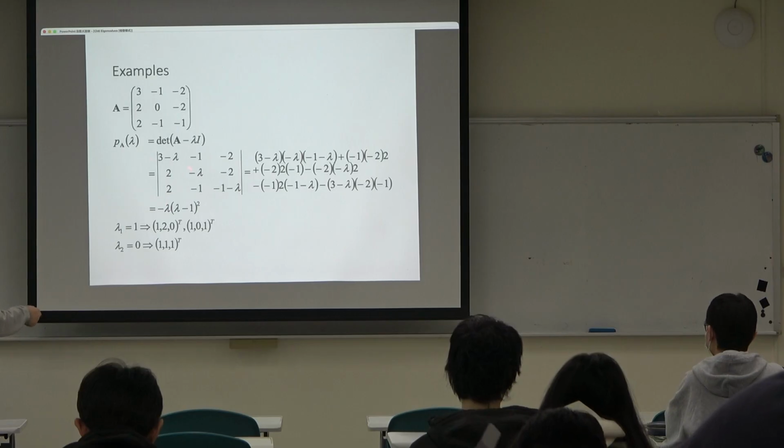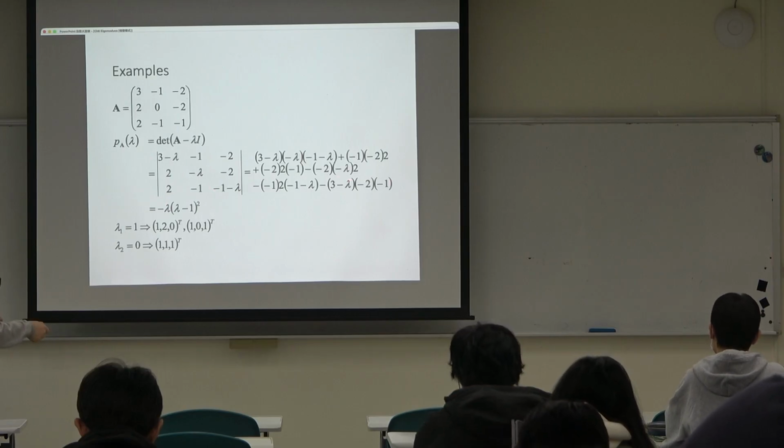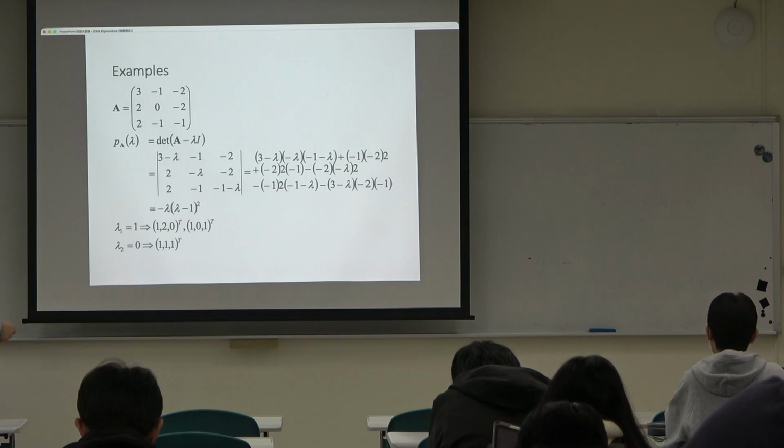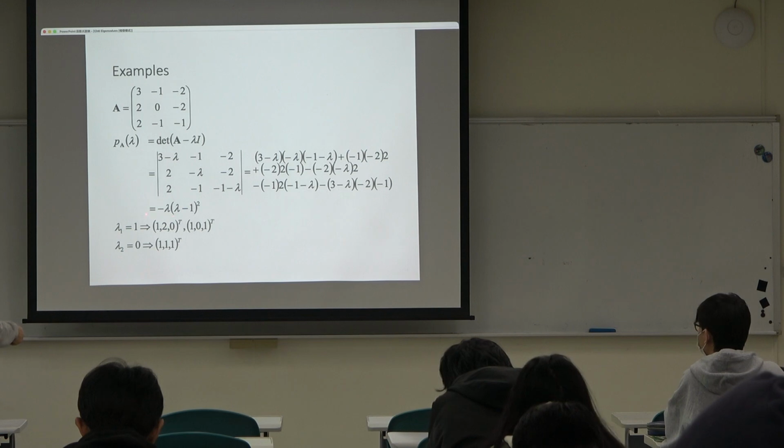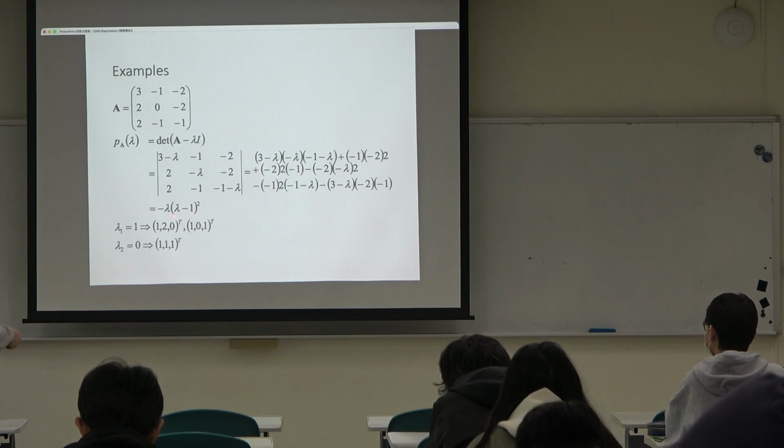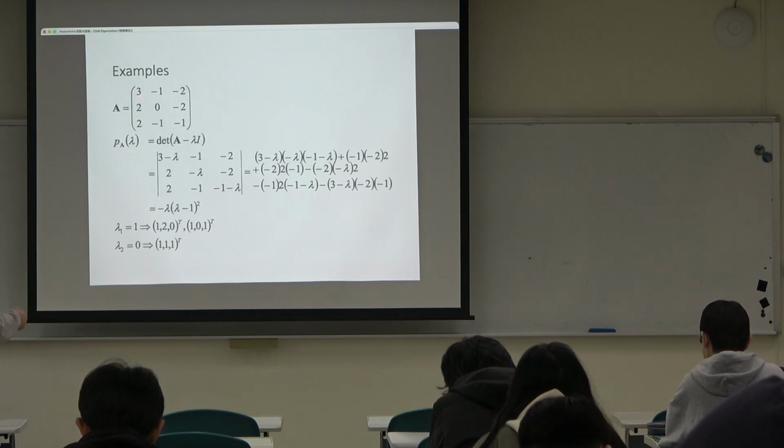Because it's 3 by 3, I think you all know how to calculate the determinant. So it's going to look like this. After you expand it and solve it, it's going to be this one. So you have lambda is either 0 or 1. If lambda is 1, you plug in 1 here.